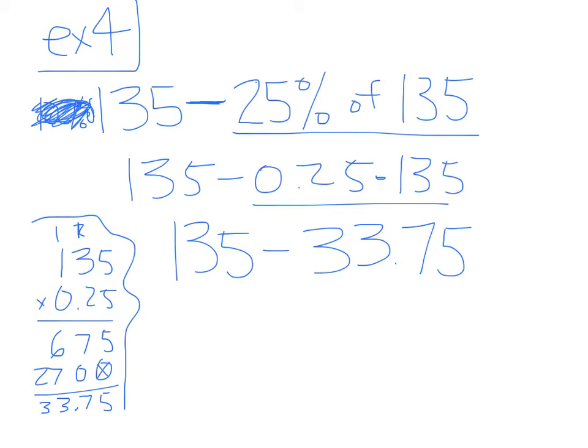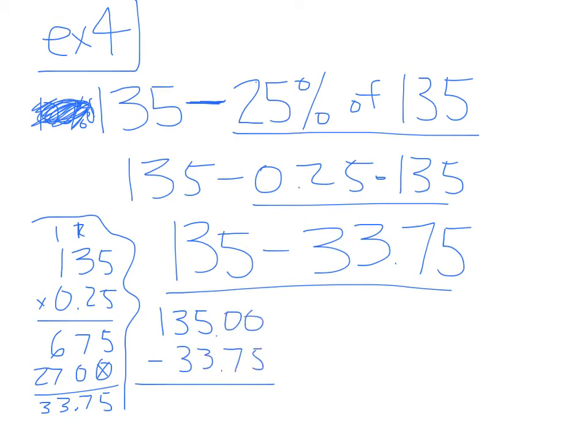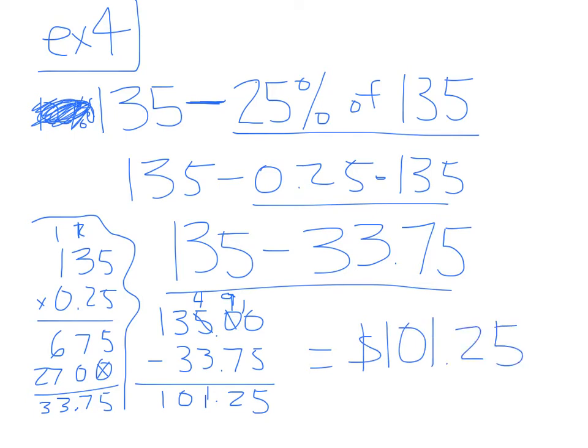I now need to subtract those two. So 135 minus 33.75. We have to make sure we line up decimals. If we can borrow here, borrow there, carry the 1. 10 minus 5 is 5, 9 minus 7 is 2, 4 minus 3 is 1, 3 minus 3 is 0, and 1 drops down, or 1 minus 0 is 0. So my answer ends up being $101.25.